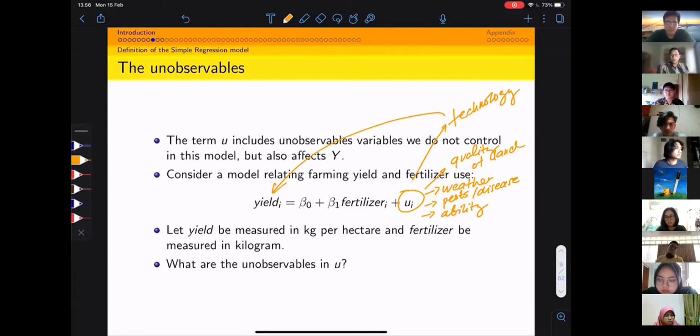Another feature that is not observable in this model is going to be the size of the land, and the size of the land is also going to determine the amount of labor used for the farming.